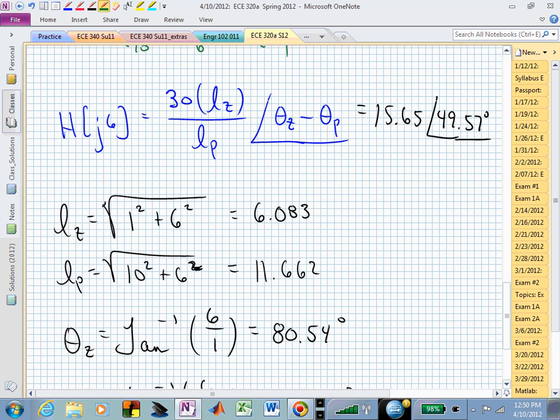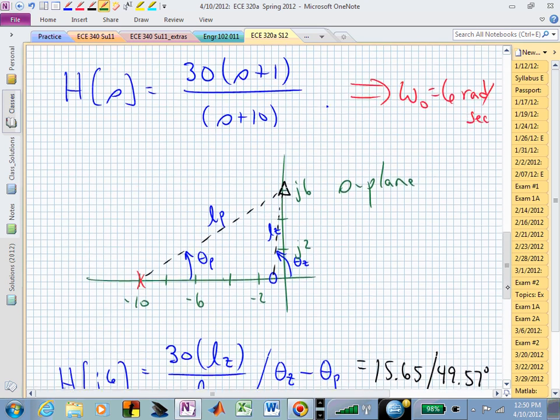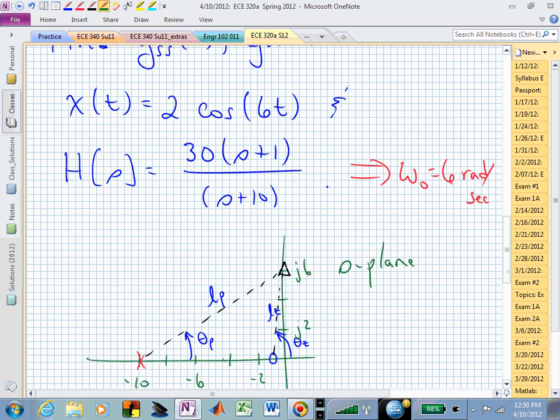If that's H of j6, then our sinusoidal steady state output needs to incorporate that information into x, which says that we simply scale the output. The output's magnitude will be the input magnitude scaled by whatever H gives us. In this case, it's a scaling of 15, or a little bit more, and it'll shift its phase or its angle by whatever the angle contributes in that transfer function.